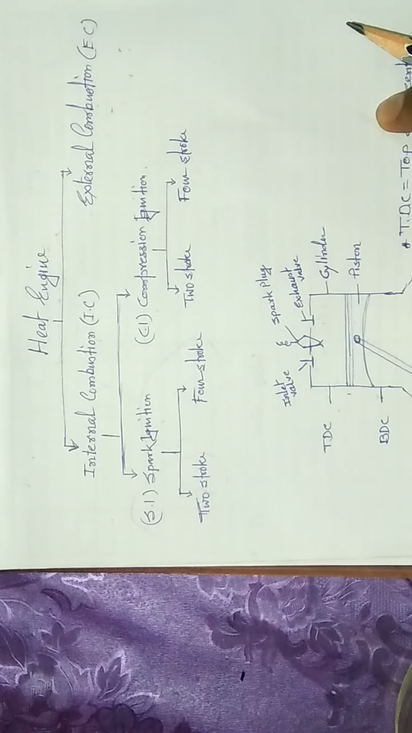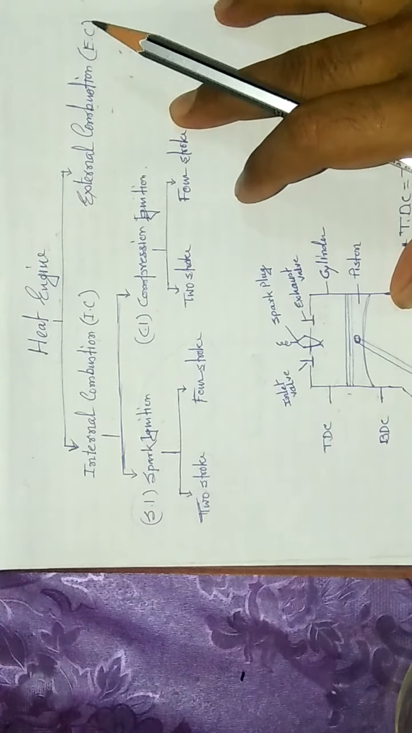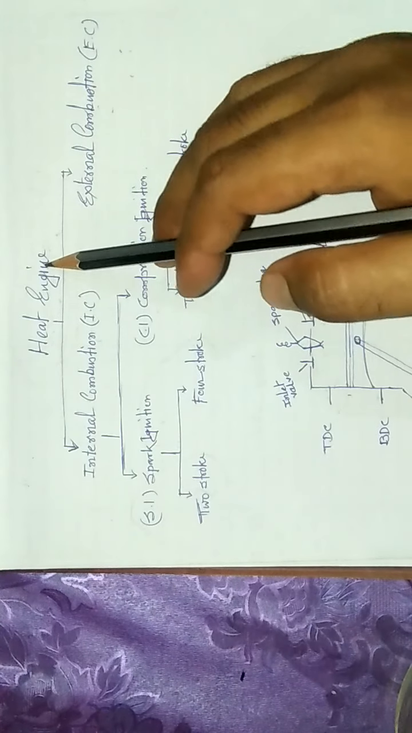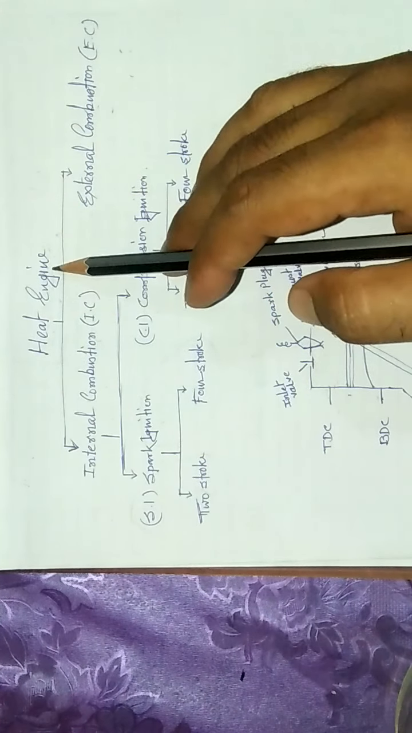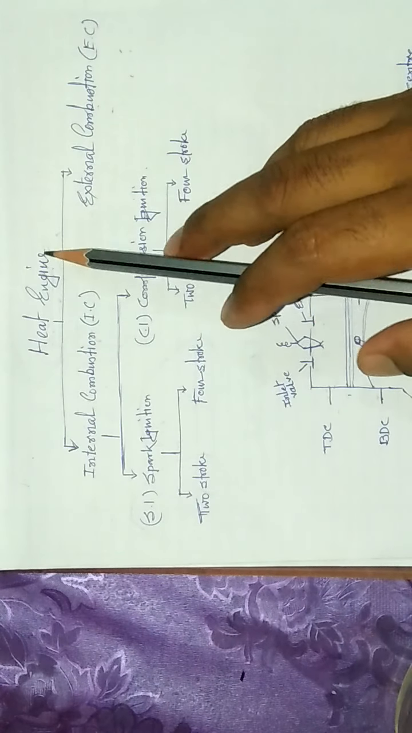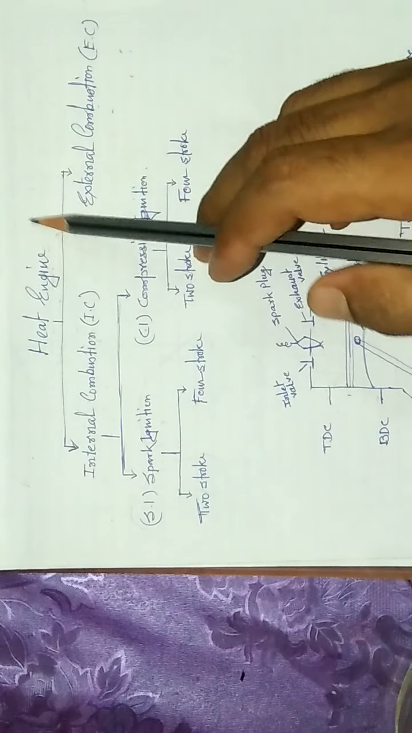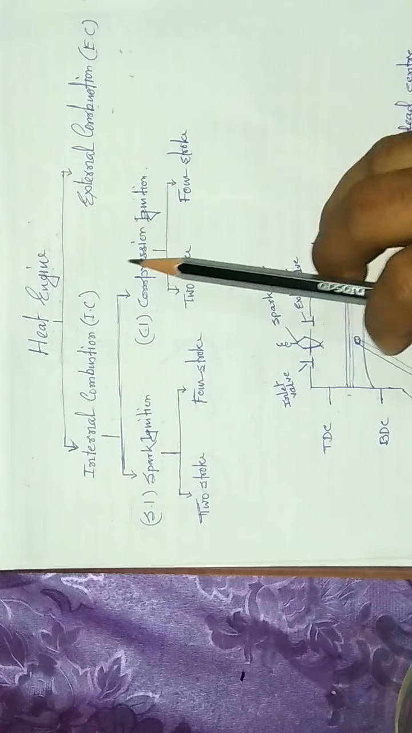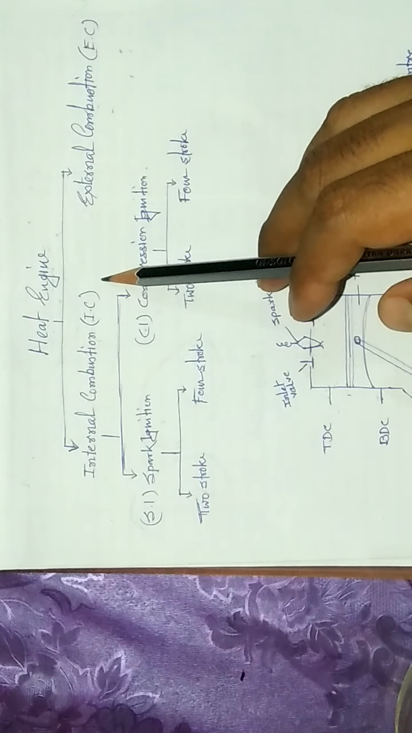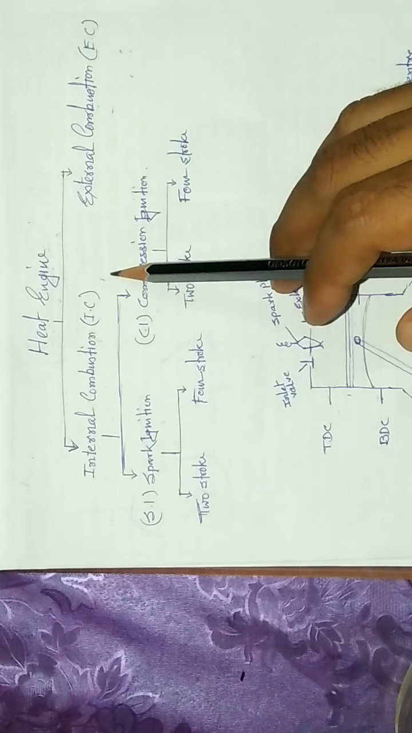Today we are discussing the engine and its working principle. Here we can see a heat engine. At first, we have to know why we call it a heat engine. Actually, a heat engine is a device in which the chemical energy of fuel is converted into heat energy, which is further utilized to produce mechanical work.